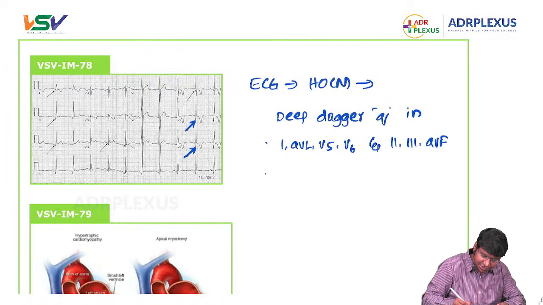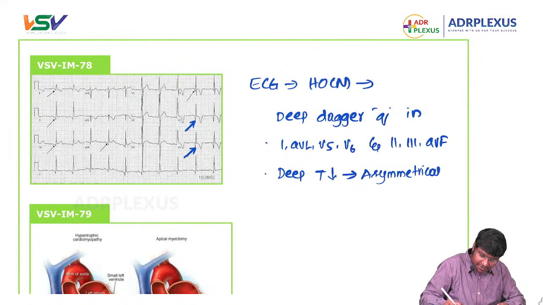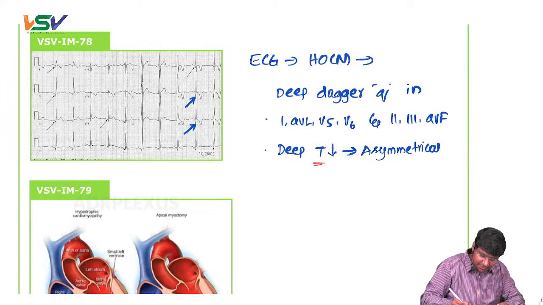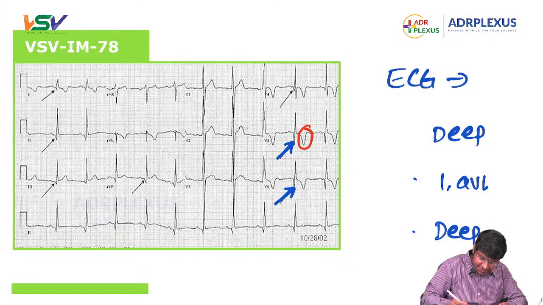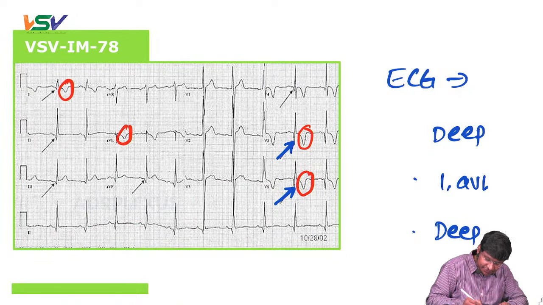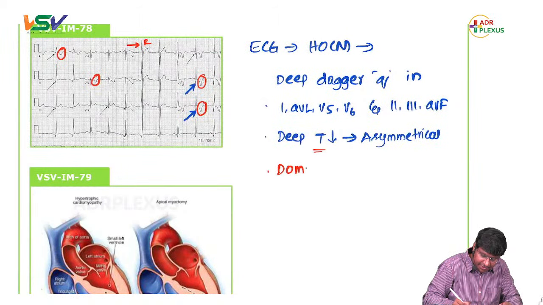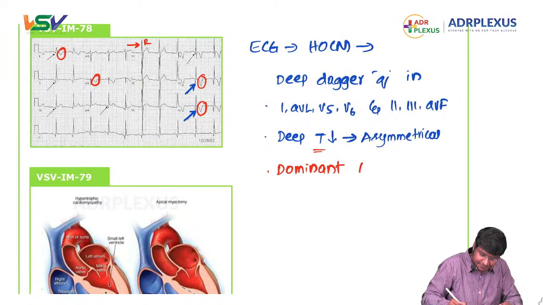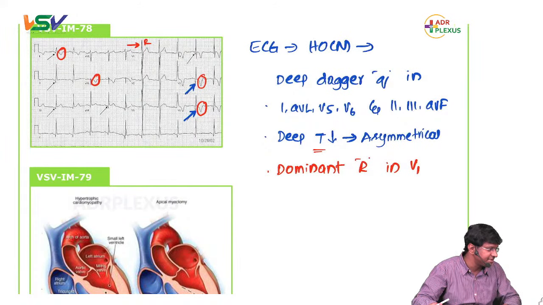The other ECG changes will be deep T wave inversions, and these deep T wave inversions will be asymmetrical, okay? You can see that these are your asymmetrical T wave inversions, and that also you will observe in 1, AVL, V5, V6, wherever you are having the deep dagger shaped Q waves. And another point is, you will have a dominant R wave in V1. Usually you don't have an R wave in V1, there will be a dominant R wave in V1, okay? So these will be the ECG changes in patients with hypertrophic obstructive cardiomyopathy, right?